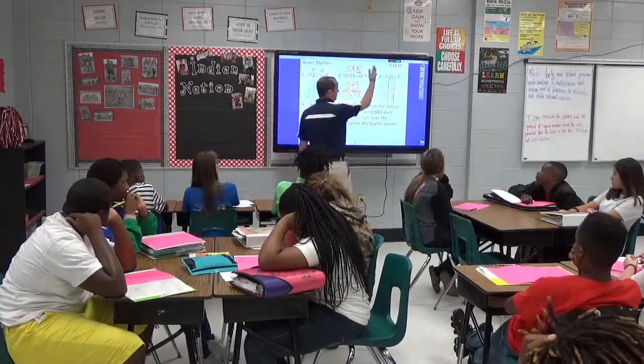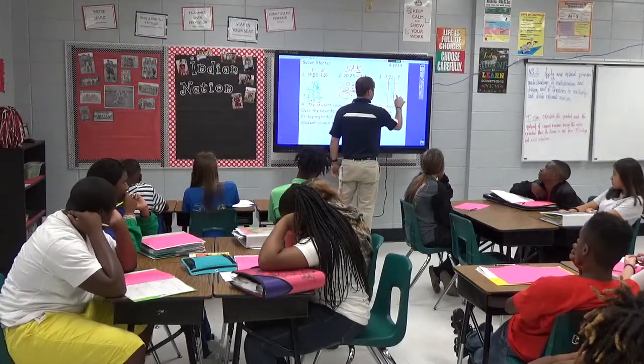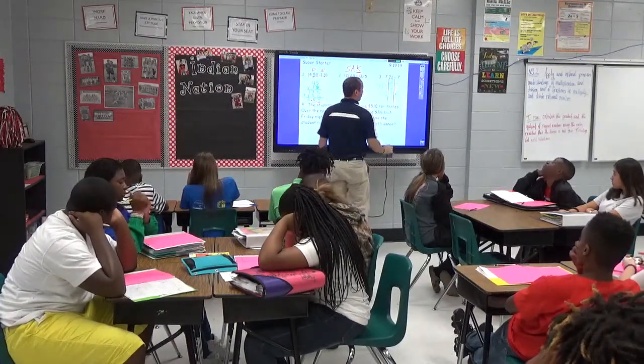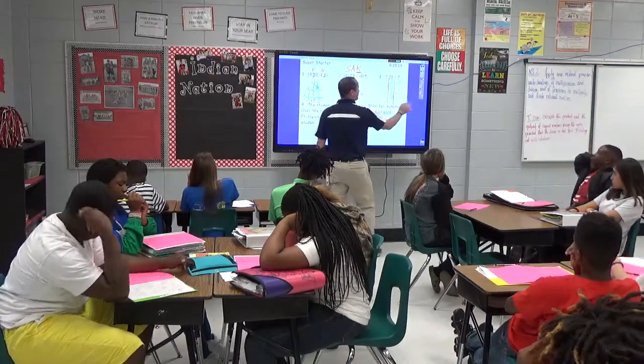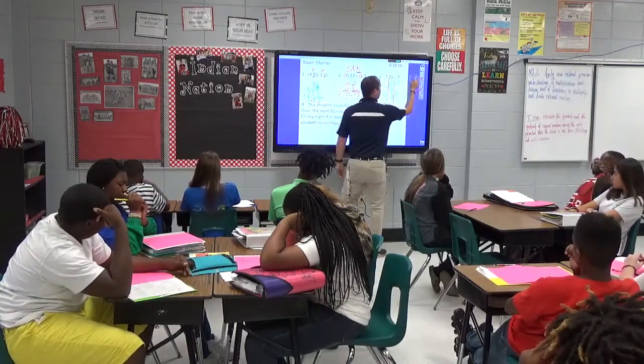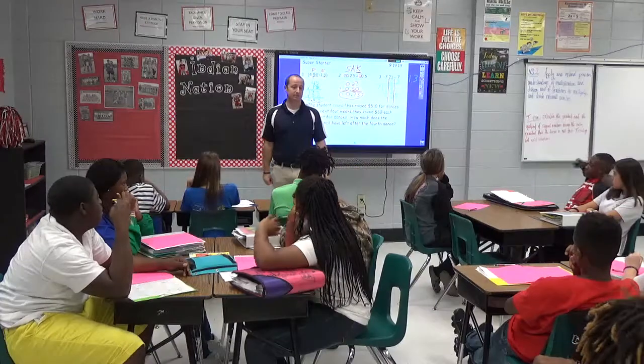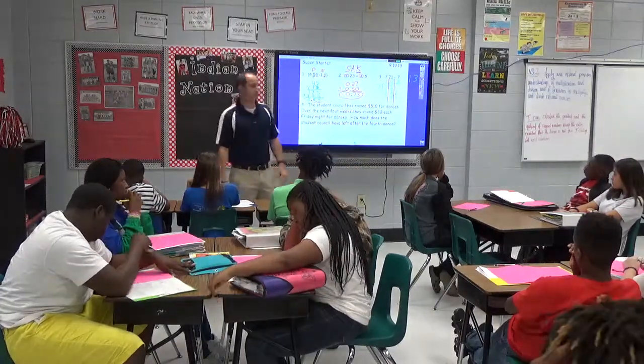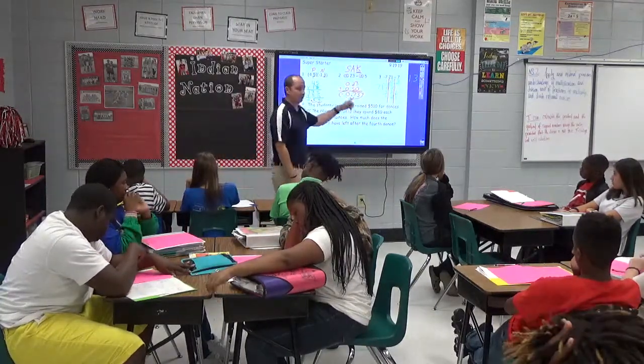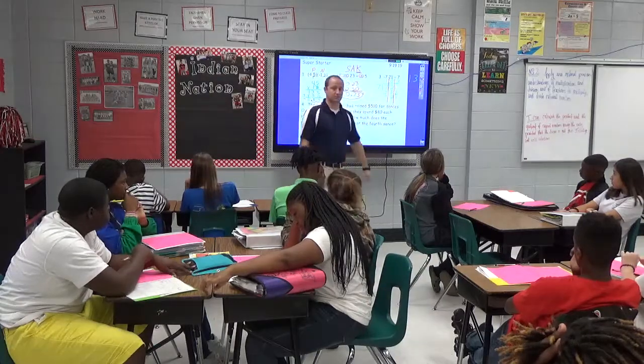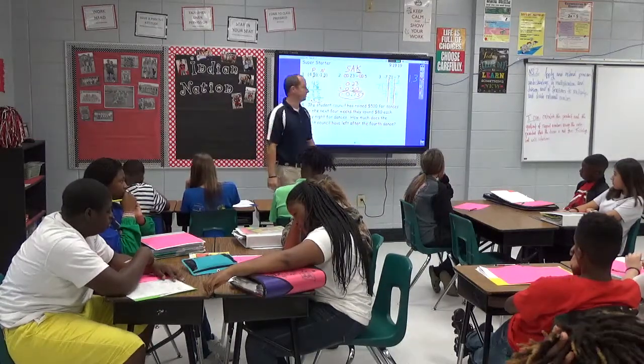Because if you don't put that there and you bring down this 1, 7 goes into 21 3 times, it looks like 1.3 if you don't put that 0 there. And it's not 1.3. It's not 1 3/10. It's 1 3/100. Big difference.